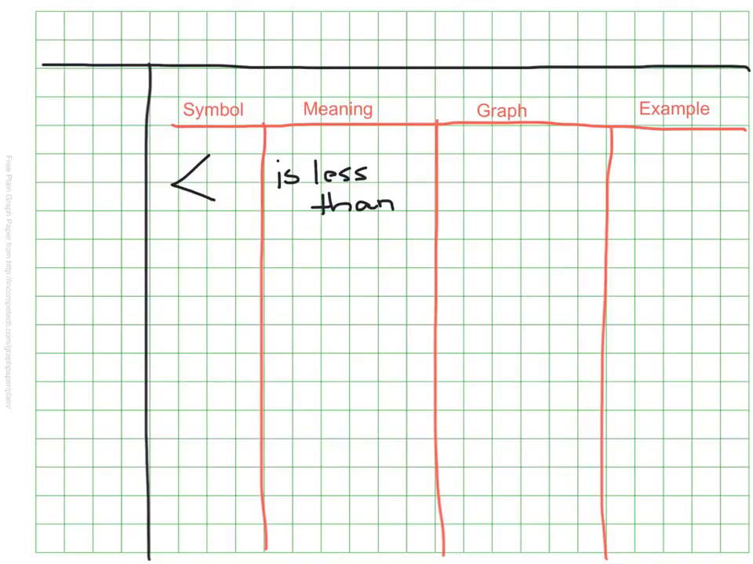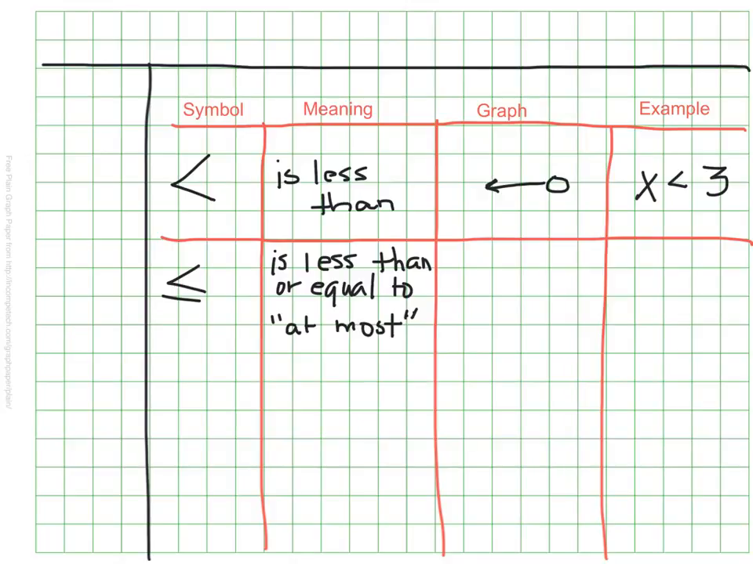Our first symbol means is less than. We graph it using an open circle and an arrow that goes to the left. An example would be the variable x stands for a number that is less than 3. For example, 1 or negative 100 would be less than 3.